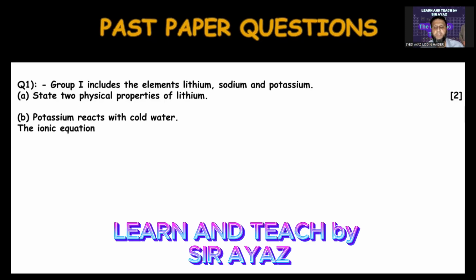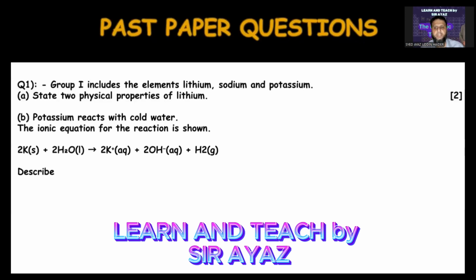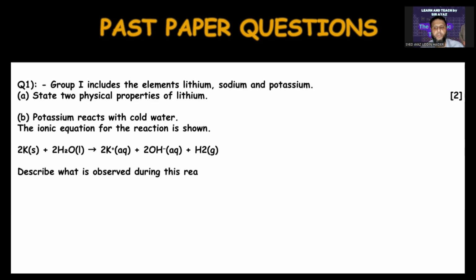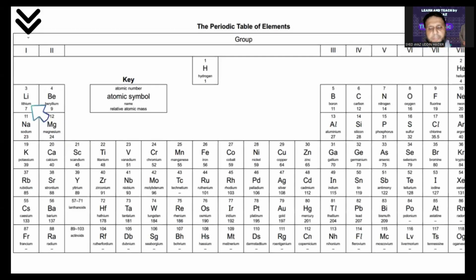Part B. Potassium reacts with cold water. The ionic equation for the reaction is shown. 2K(s) + 2H2O(l) gives 2K+(aq) + 2OH-(aq) + H2(g). Describe what is observed during this reaction. Now, this question is of 2 marks also. So you have to write at least three observations.